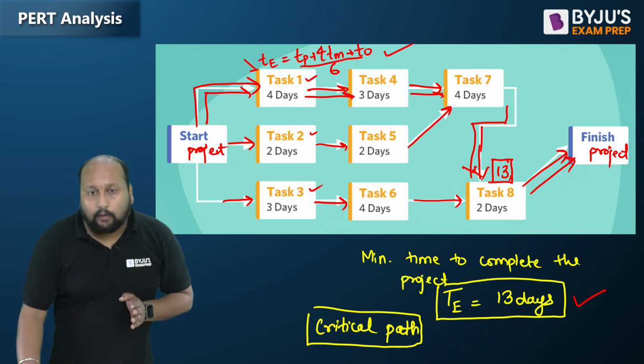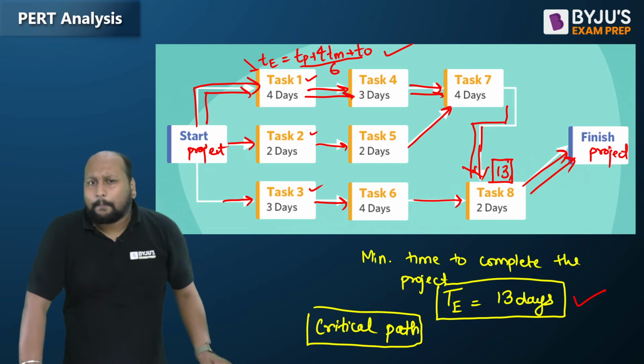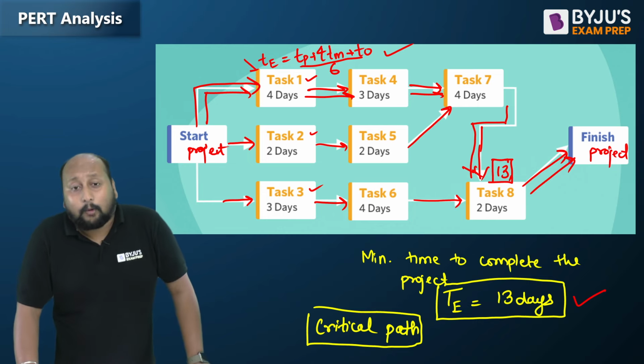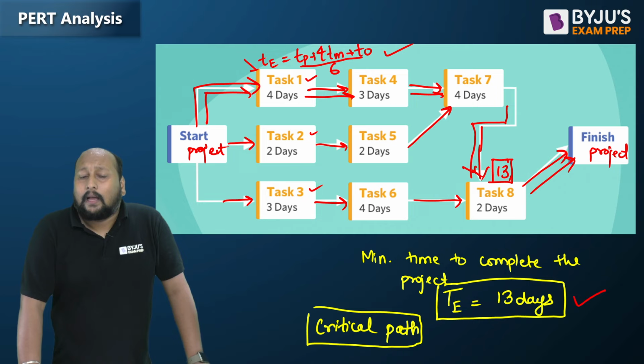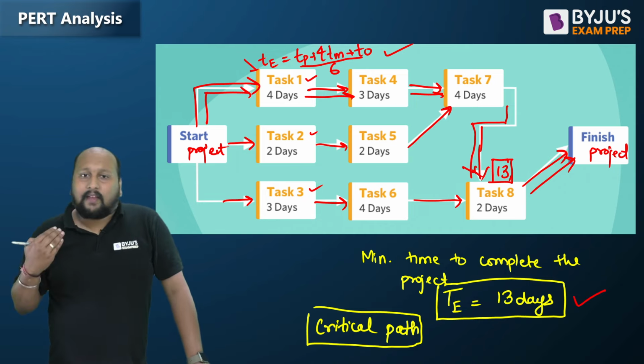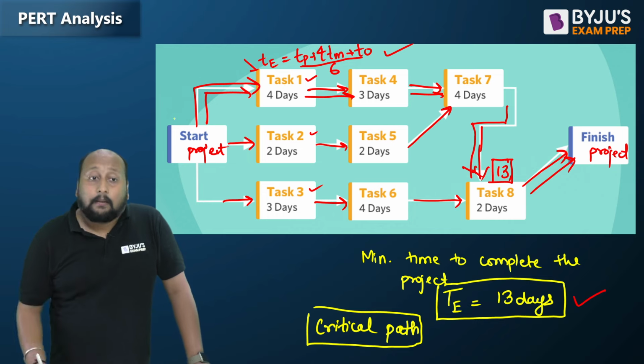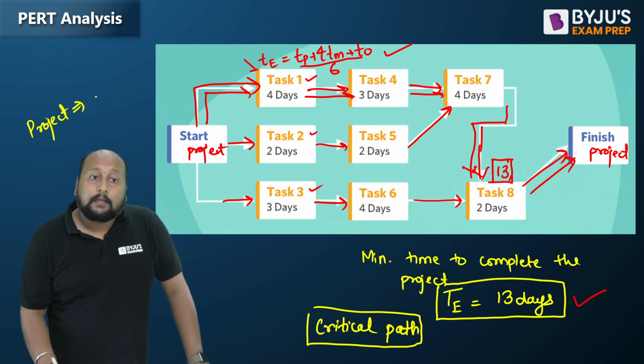Okay, so by using this, now what we have to do, because this is a probabilistic term, definitely we now have to talk about the project. Activity, we have seen, follows a beta distribution, but here the project follows a normal distribution curve.